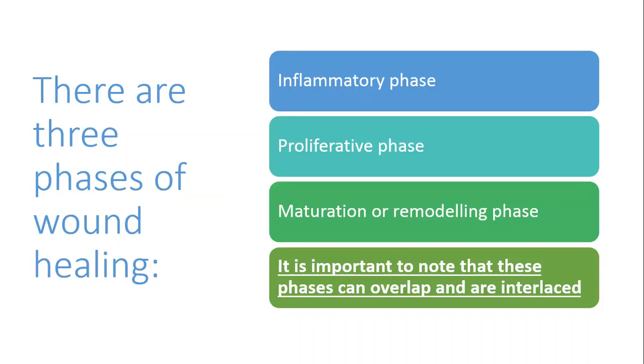So during this training and discussion, it's very important to note these phases can overlap and they are interlaced. So it's not 1, 2, 3. It can overlap, interlaced, but it should follow a pattern in order to be an acute wound or eventually be a chronic wound, but we will discuss that a bit later.